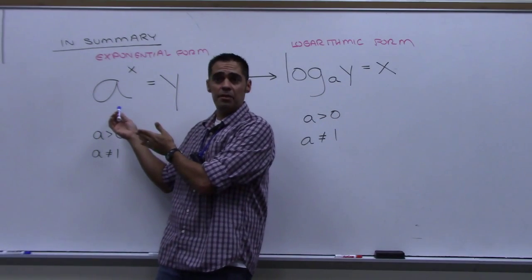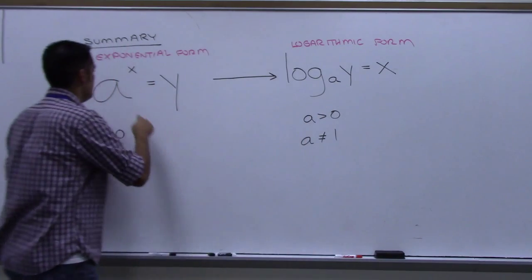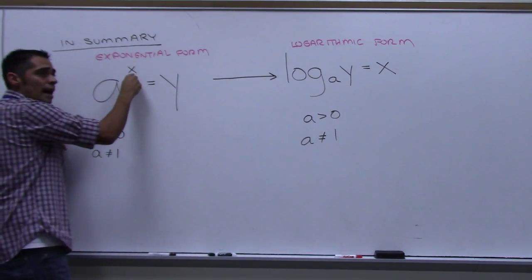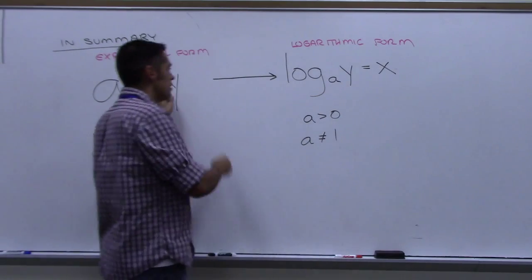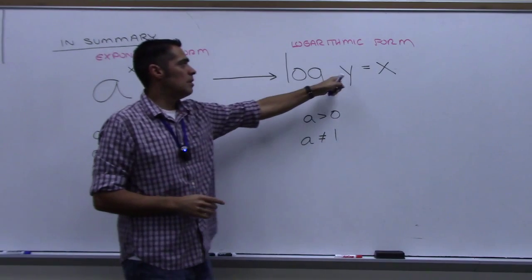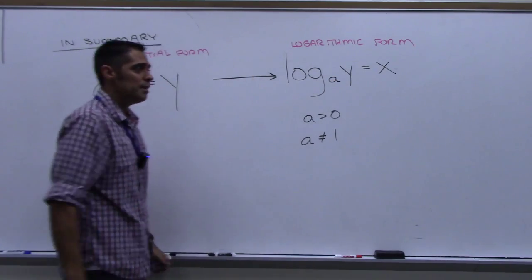The base of the exponential, right? So the bases will always be the same thing. But the exponent here actually becomes the other side of the equation. And the other side of the equation here becomes what's inside the log here. Understand? You'll see that kind of switch a little bit.